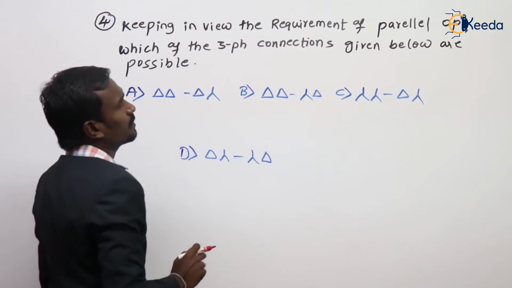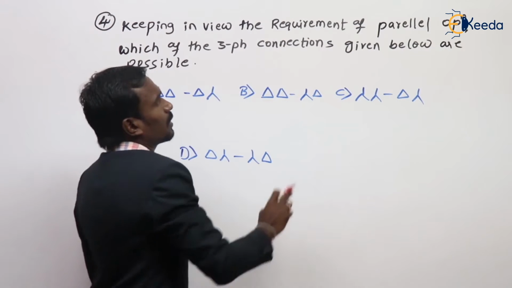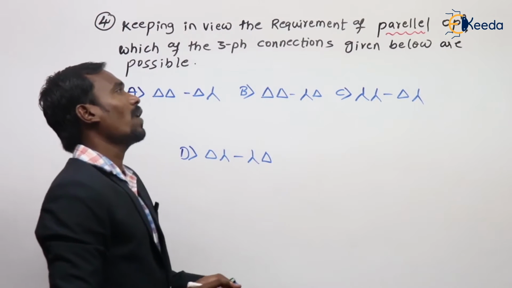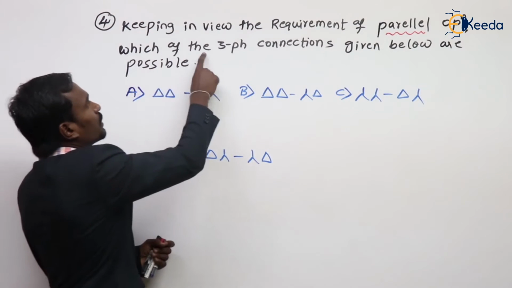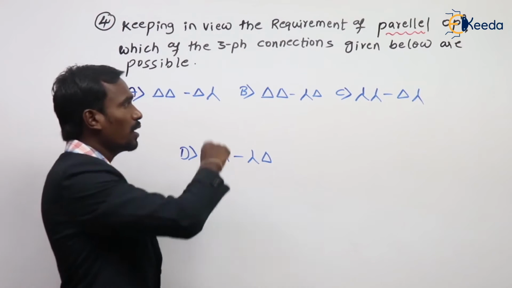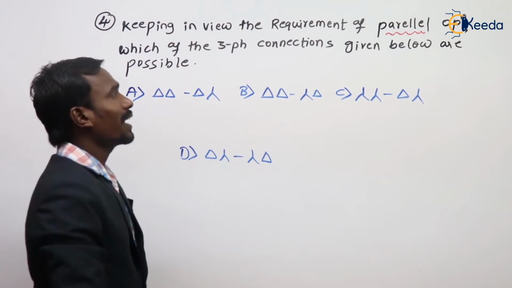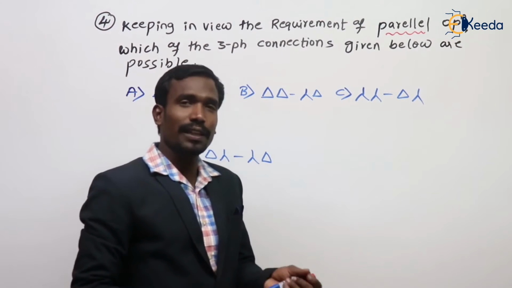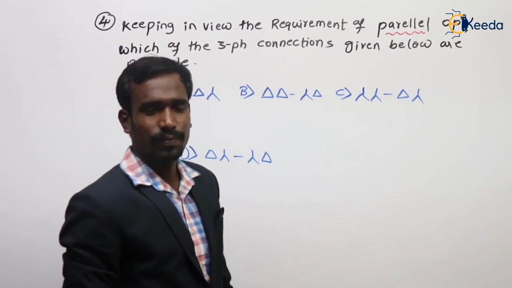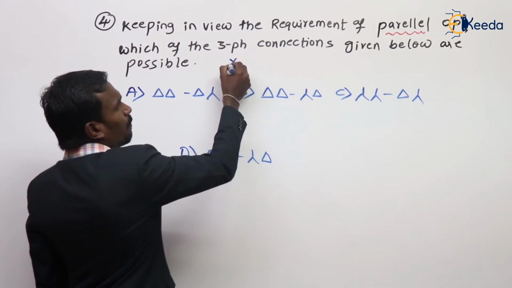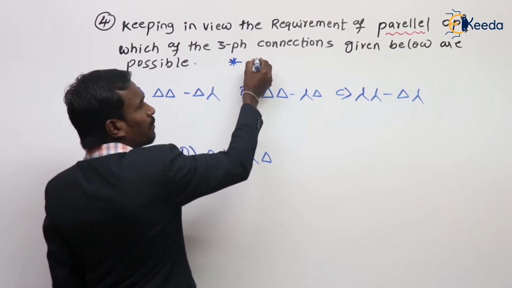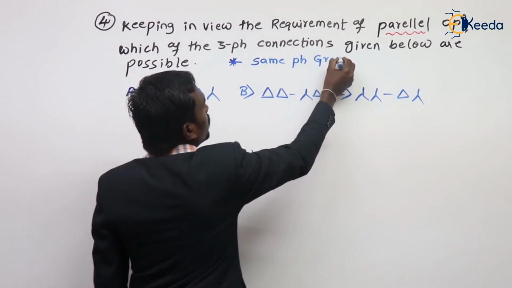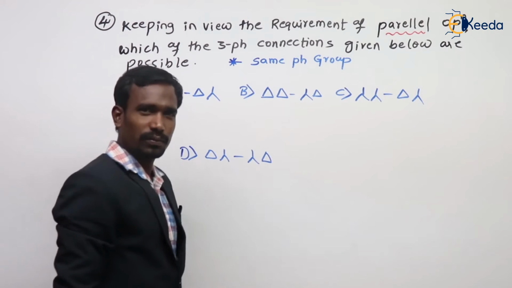Keeping in view the requirement of parallel operation, which of the three-phase connections given below are possible? For parallel operation, which of the following given connections are possible? They are asking like that. Here I said to you, for parallel operation, the same phase group is one of the requirements.